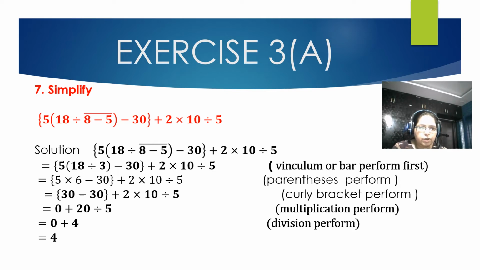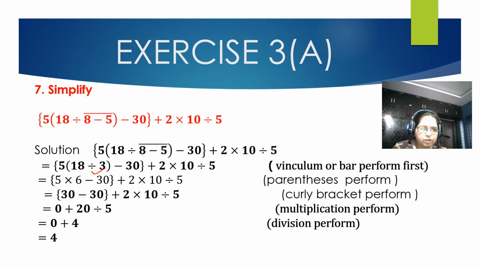According to Verma's rule, first the vinculum or bar operation is performed, then the parenthesis, that is the circular bracket, then the curly bracket, then the square bracket. Here, first the vinculum or bar operation is performed. So 8 minus 5 is 3. Then 18 divided by 8 minus 5, that is with bar, is 18 divided by 3, which is inside the parenthesis.